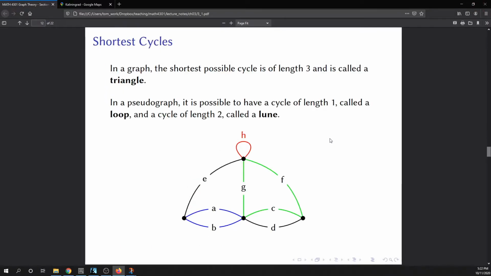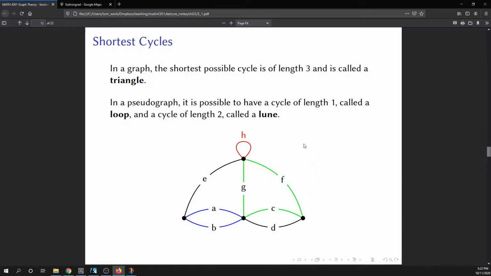So that brings us to this part about the shortest cycles. Remember before when we were dealing with graphs, the shortest possible cycle that you could have was of length 3, and that's called a triangle. You can see an example of that here in green.